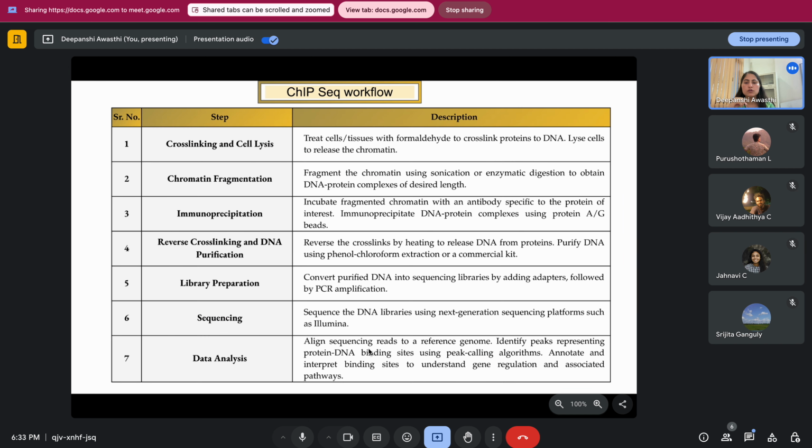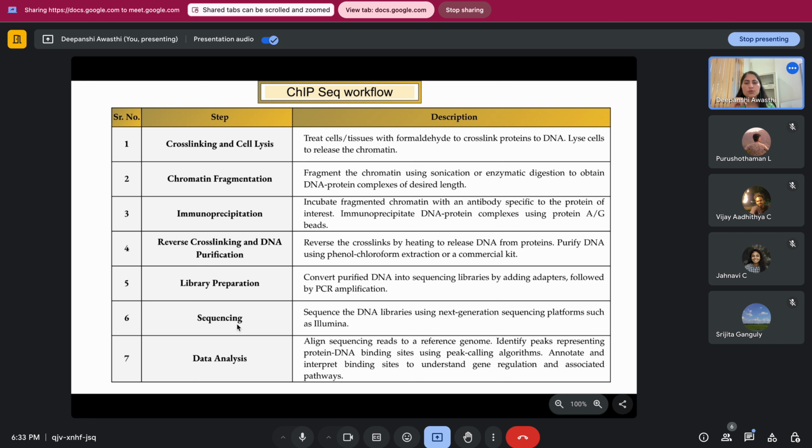And this is the workflow. If you want to look into the workflow of ChIP-Seq one by one, the first step is cross-linking and cell lysis. The second step is chromatin fragmentation, immunoprecipitation, reverse cross-linking and DNA purification. For the library preparation, you can undergo PCR and attach the adapters. So it is a better detailed procedure.